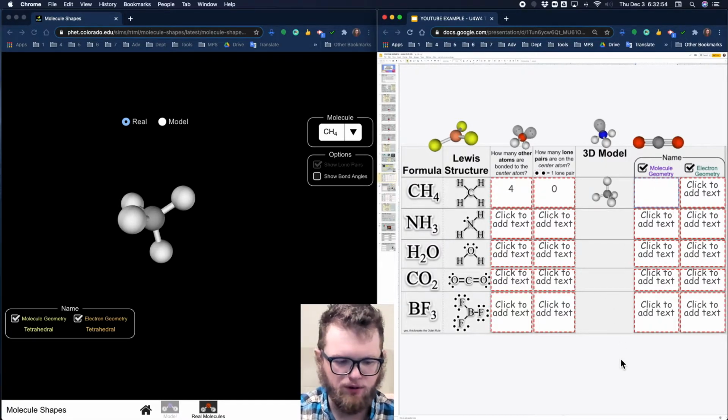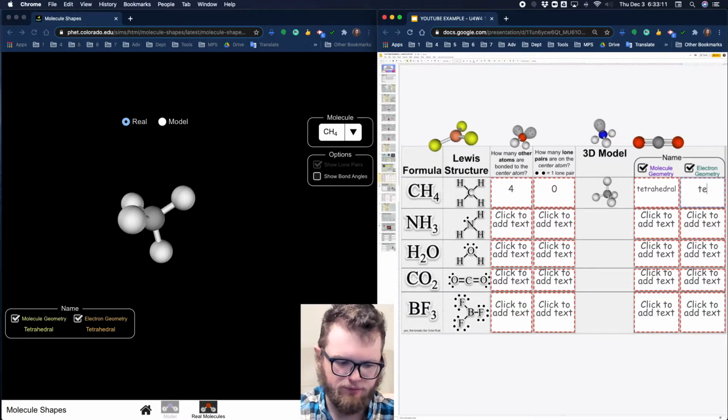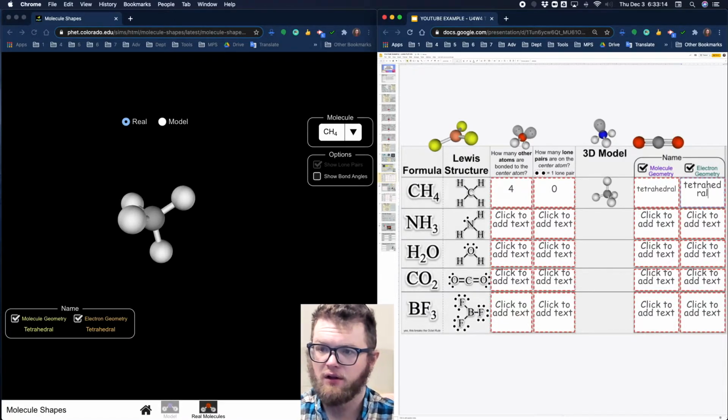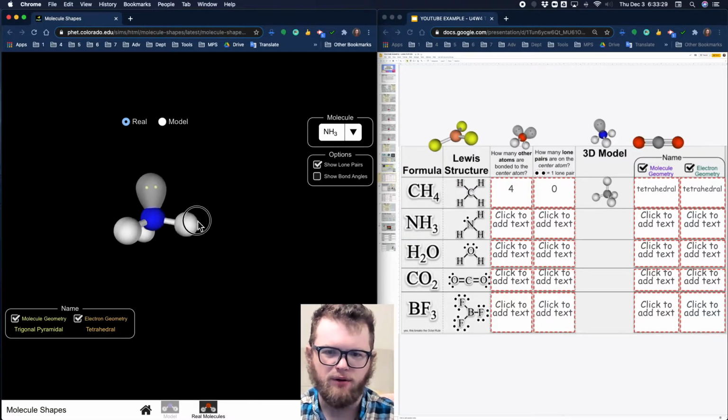You can see that the molecule name is tetrahedral. We might have to make that font a little smaller to get it to fit. And the electron geometry is also tetrahedral. And again, if it doesn't fit, make the font a little smaller. There we go. So now I'll go over to do NH3, which is our next one.